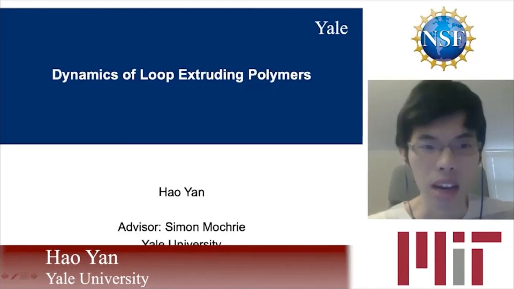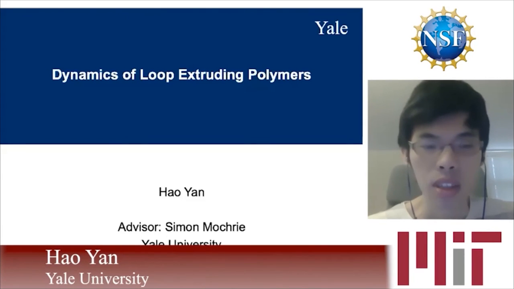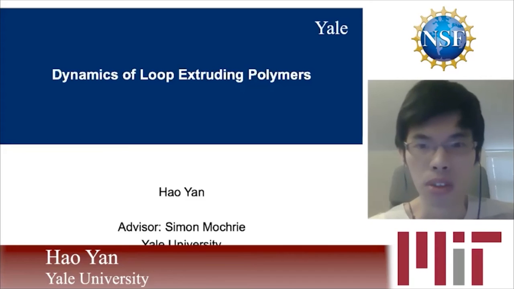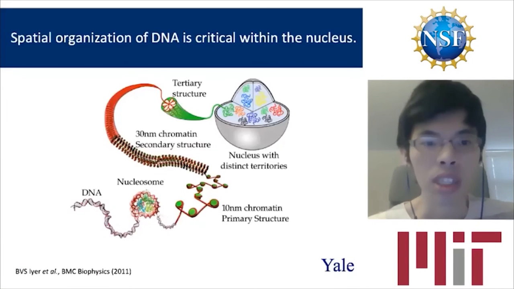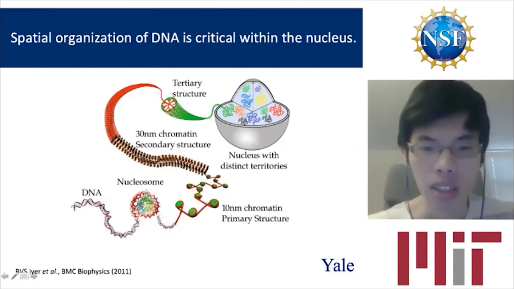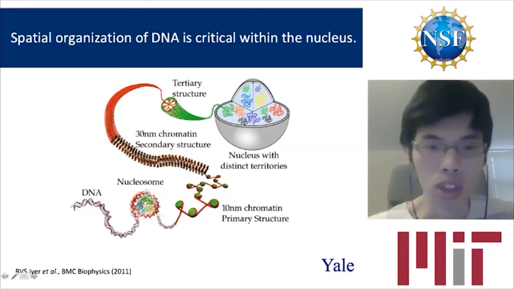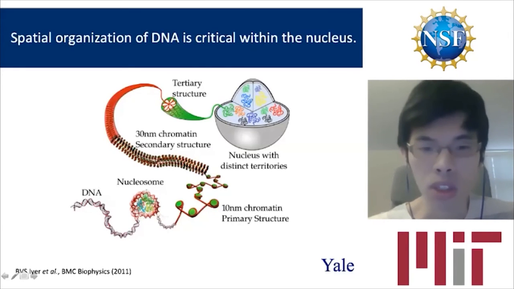Okay, so I'm Hao from Yale University, and today I will talk about dynamics of loop extruding polymers. So in eukaryotic cells, DNA is packaged into a complex macromolecular structure called chromatin. It compacts the DNA, allowing it to fit into the small size of a cell nucleus. The spatial organization and the folding of chromatin within the nucleus can determine the genome functions. For example, it controls the accessibility of DNA to cellular machinery for transcription, regulation, repair, and recombination. Also, chromatin organization is closely related to its dynamics.